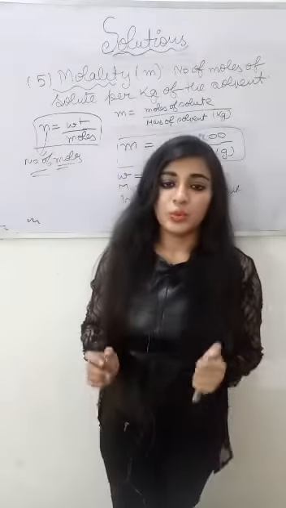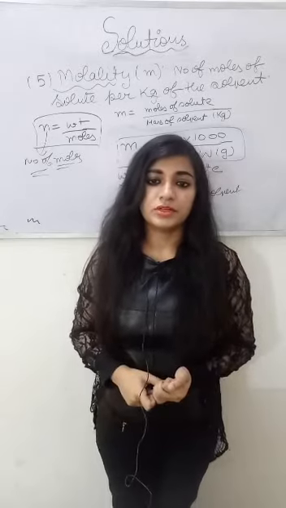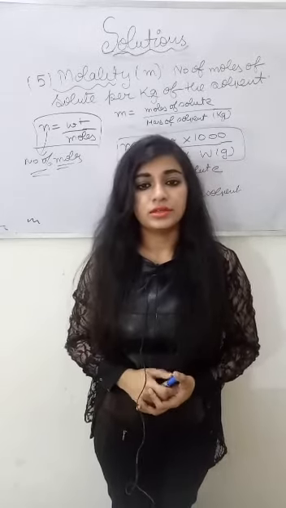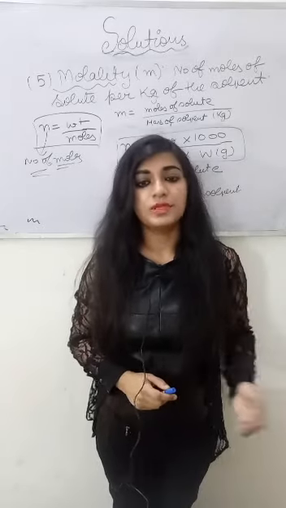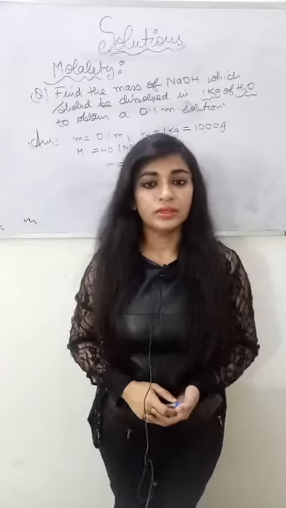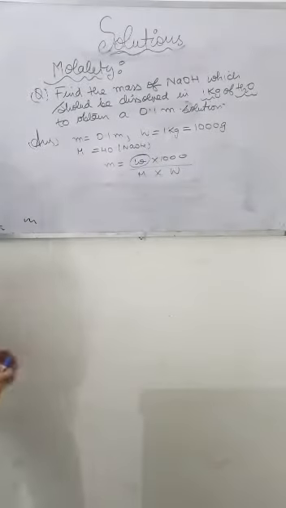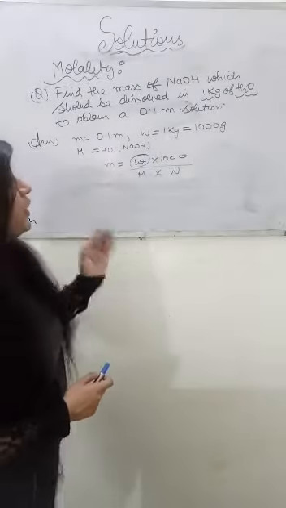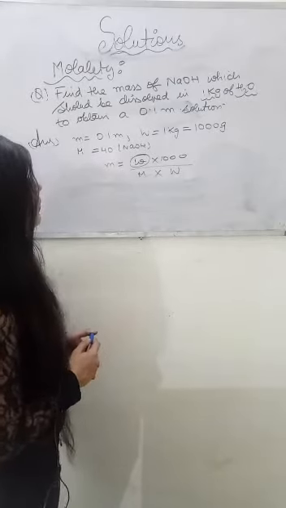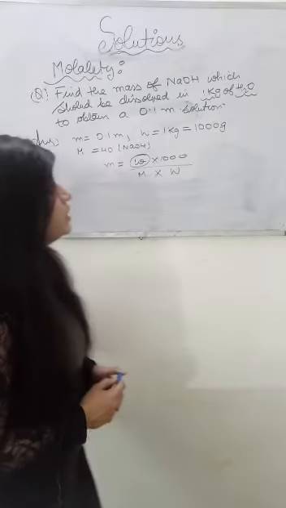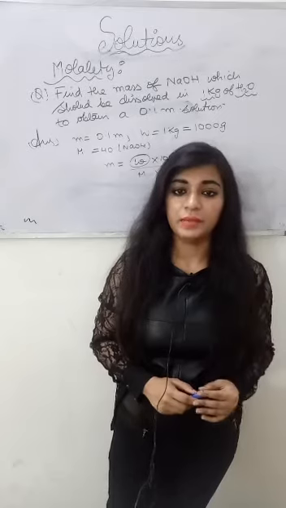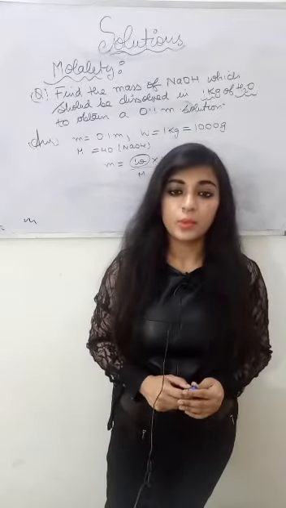I am going to discuss one example that we have discussed also in the molarity. Now we are going to discuss a numerical that is based on the molality. It is: find the mass of NaOH, that is sodium hydroxide, which should be dissolved in 1 kg of water to obtain a 0.1 m, that is molal. If small m is written, then it is termed as molal.